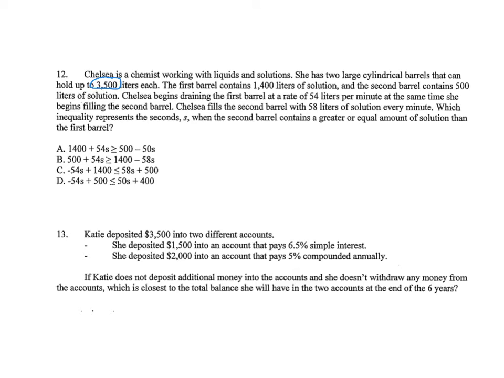I've got the first barrel that contains 1,400 liters of solution, and the second barrel. So I've got 2 barrels I'm comparing, and the second one contains 500 liters of solution. Because it's going to jump around, it'll talk about the first and then the second, so I'm going to separate them out and write everything I know down here. So in the first barrel, she had 1,400 liters. The second one had 500.